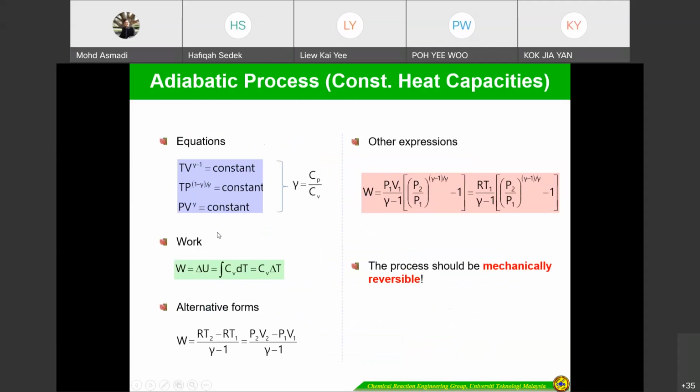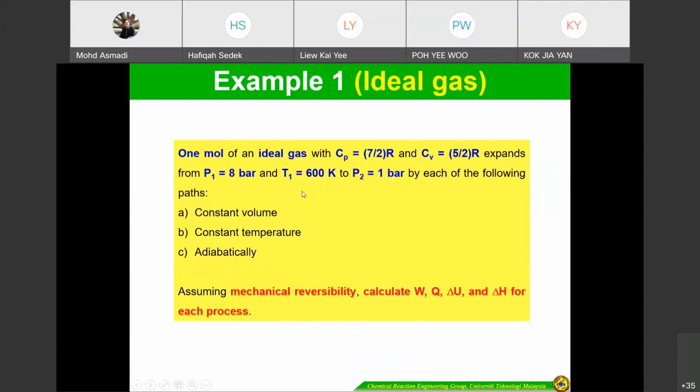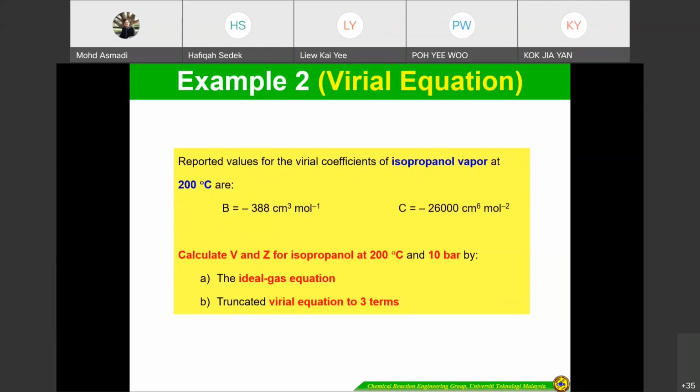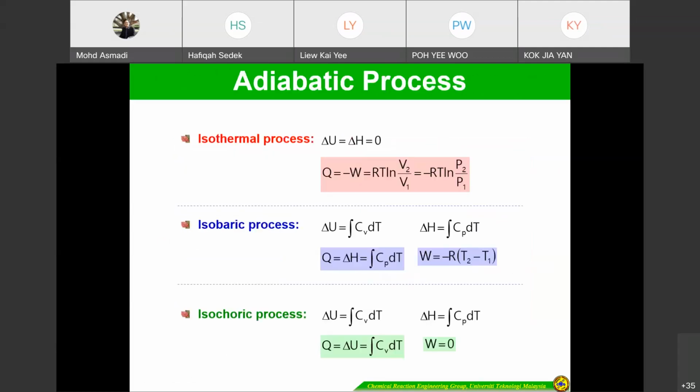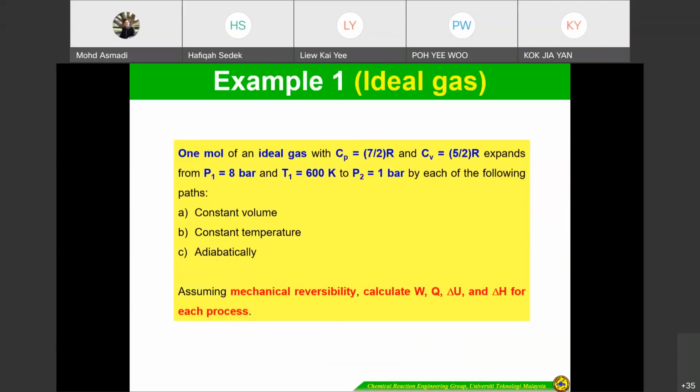Okay, so let's see this one. Can you do this one? 1 mole of ideal gas with CP and CV expands from P1 equal to 8 bar and T1 by each of the following paths. I think this one we assume as ideal actually. What you have to do is calculate the W, Q, delta U, and delta H for each process: constant volume, constant pressure, and also the other one. So you have to refer to this one. Can you do the calculation? What is the answer? Can you take a piece of paper?